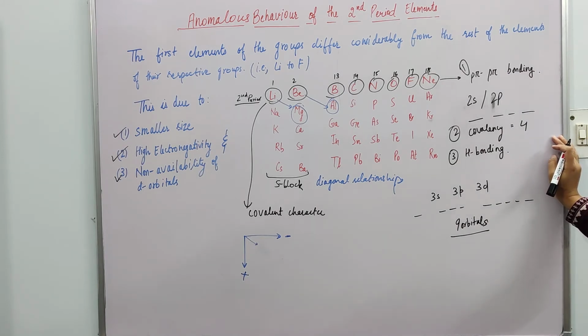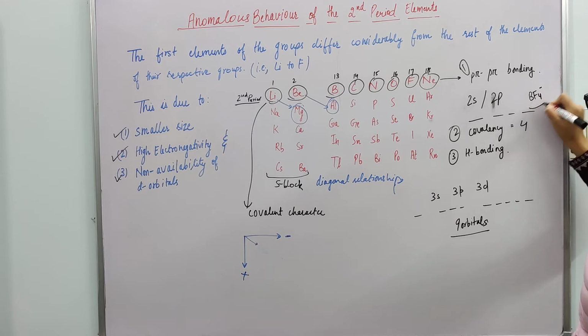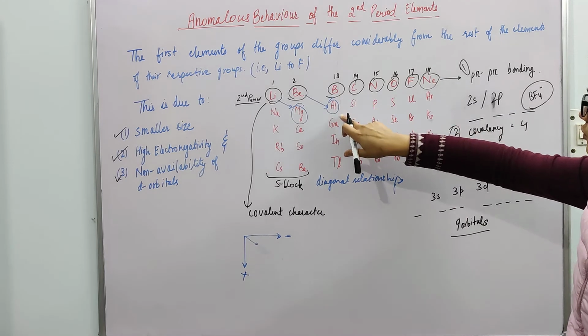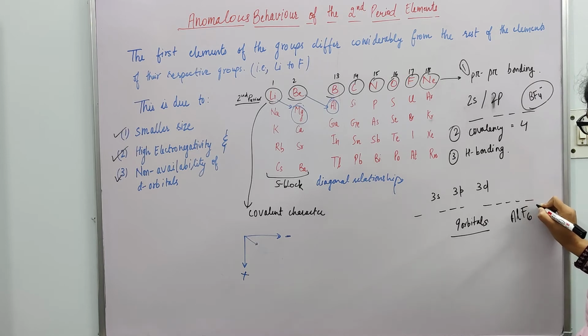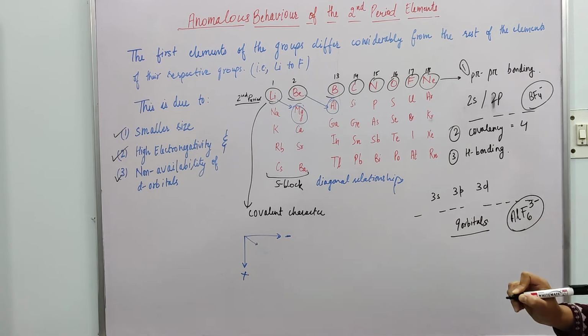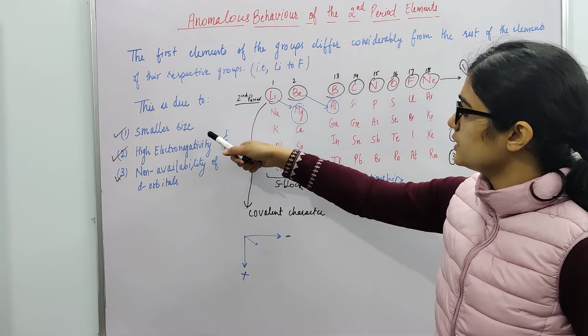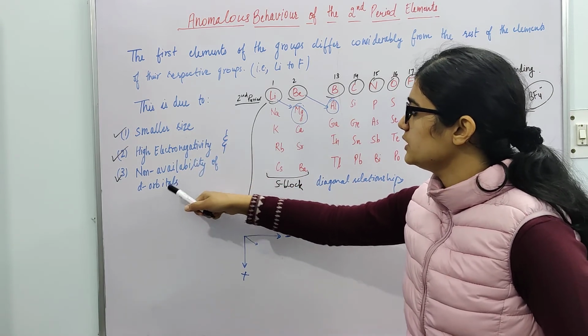Alright. So if you see the example of covalency 4, let's take BF4 negative. We have taken boron, let's take an example of aluminium. Aluminium can show maximum covalency 6. So these are the 3 reasons why these elements show this anomalous behavior: smaller size, higher electronegativity, non-availability of d orbitals.